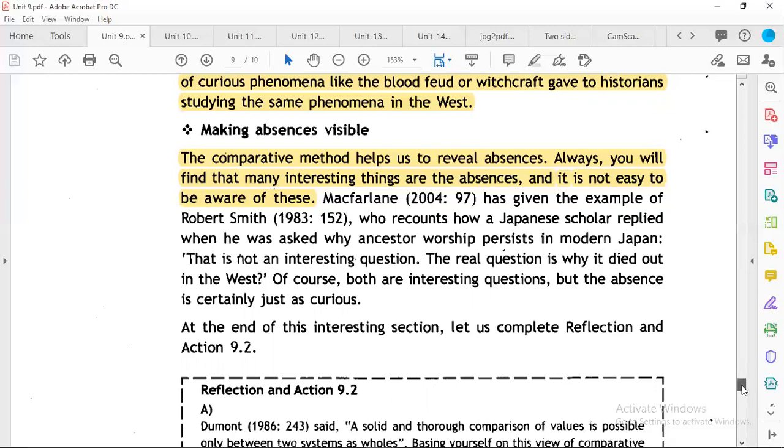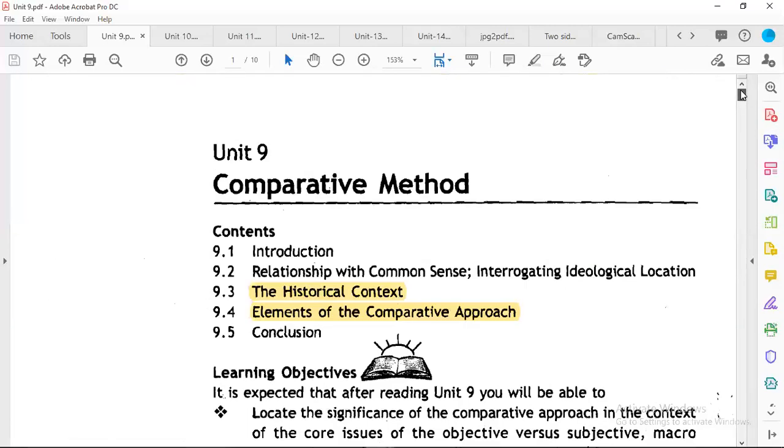That is all about the comparative method, its history, its approach and its elements.